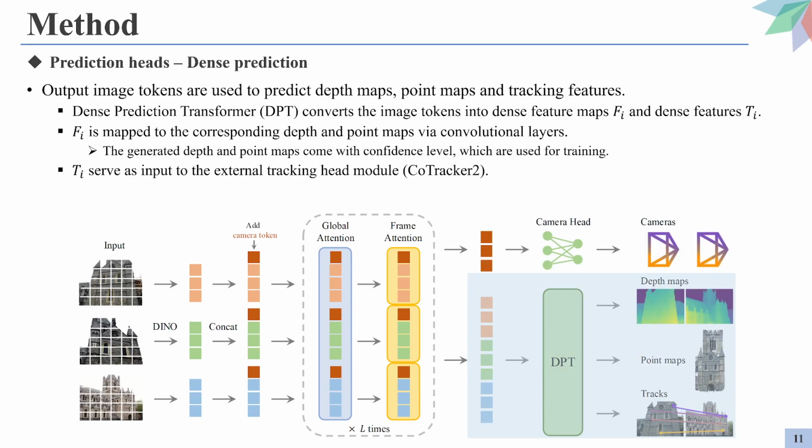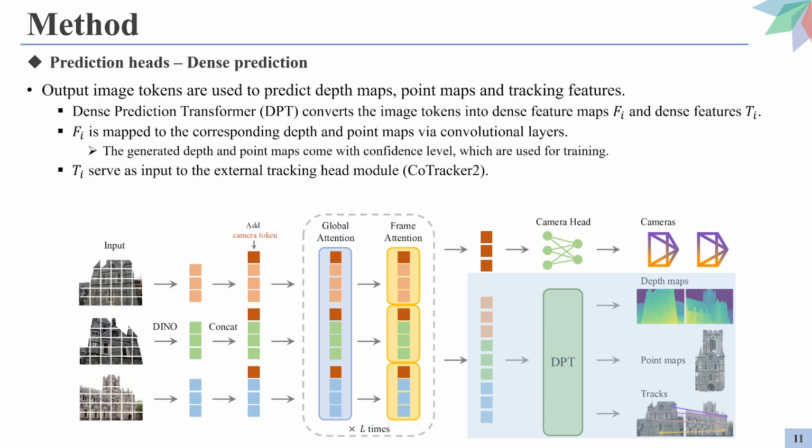For dense outputs like depths and point maps, VGGT uses the decoder architecture of a dense prediction transformer. The output tokens from the transformer are converted into dense feature maps Fi and dense feature Ti. The dense feature maps Fi are used to produce depth maps and point maps. Depth maps and point maps also come with a confidence level, which allows the model to handle noise and uncertainty more robustly during training.